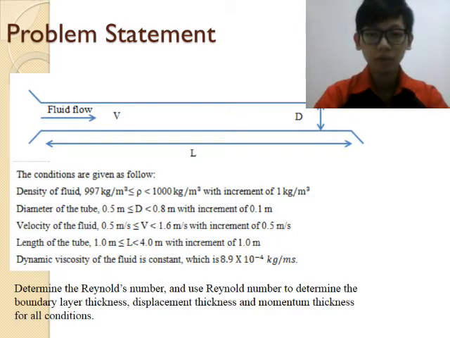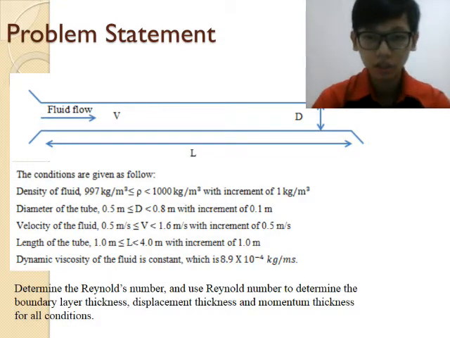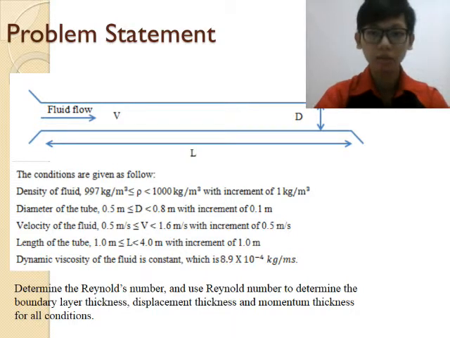Then the length of the tube is varied from 1 meter to 4 meter with an increment of 1 meter. And the dynamic viscosity of the fluid remains constant, which is 9.8 times 10 to the power of -4. So from this problem, we are going to determine the Reynolds number and use it to determine the boundary layer thickness, displacement thickness, and momentum thickness for all conditions and all parameters.